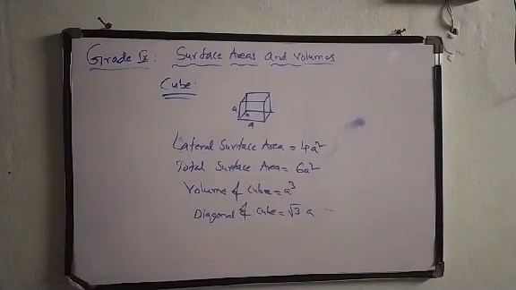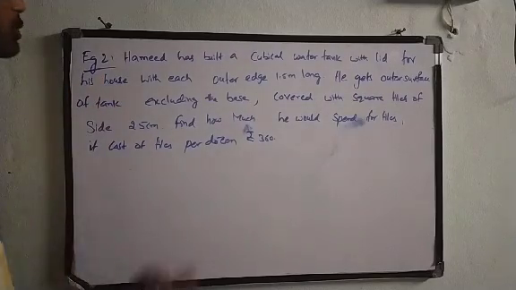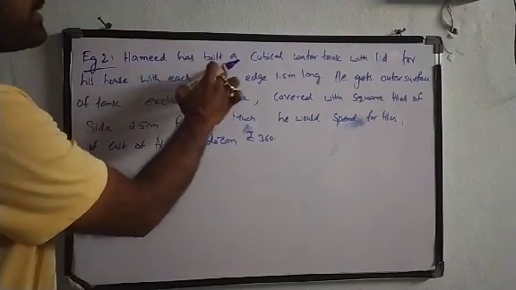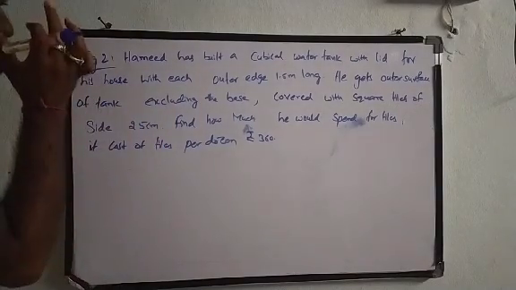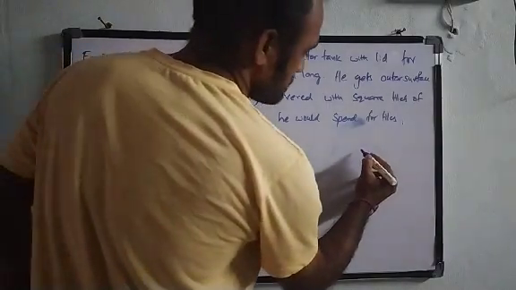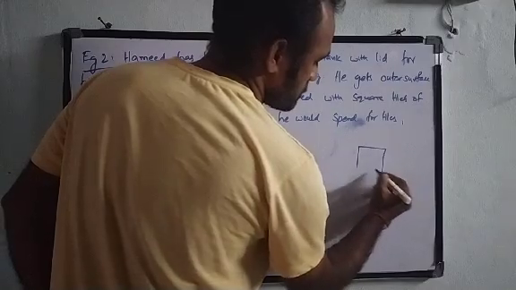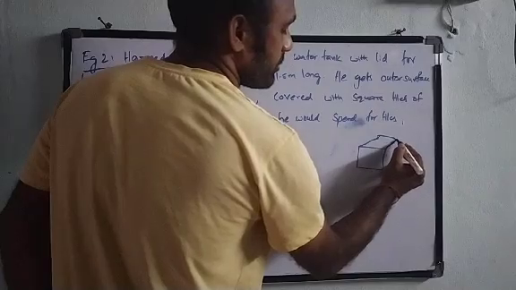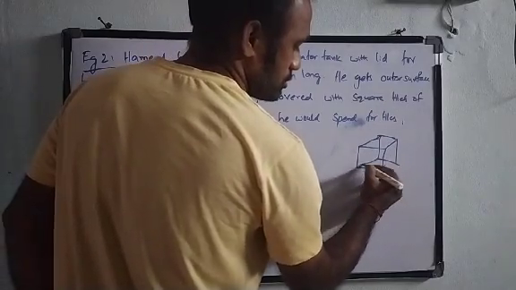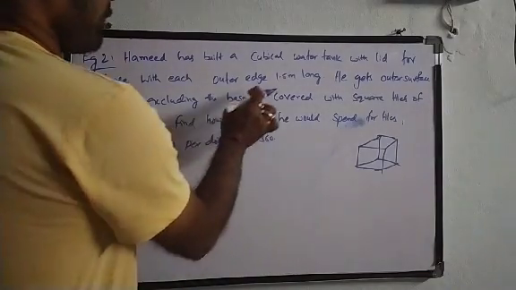Now let us discuss some questions regarding this cuboid and cube. Next we are going to discuss example 2. The question is, Hamid has built a cubical water tank with a lid for his house with each outer edge 1.5 meters long. So cube is made up of squares. Let us draw a cube, which is made up of 1.5 meters long.